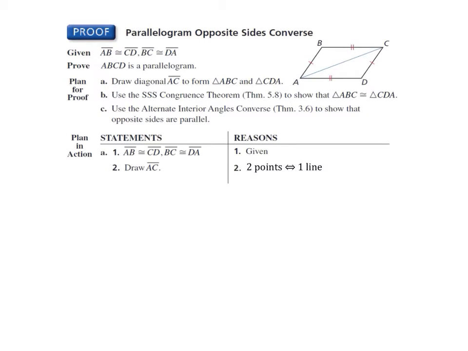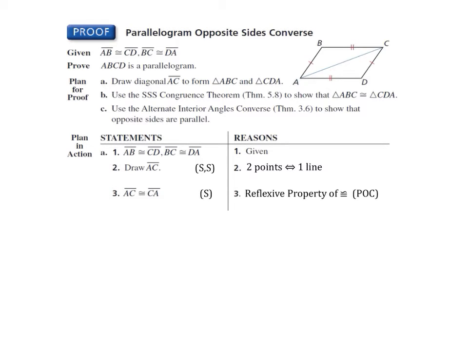We start with our givens. We'll do a 2-column proof, statements on the left, reasons on the right. And we're given AB is congruent to CD and BC is congruent to DA, reason given. And then we drew in diagonal AC, and we can do that because of the reason that 2 points implies one line. From there we can conclude that AC is congruent to CA, and that's because of the reflexive property of congruence, so any two triangles that share the same side means that that side is always going to be congruent to itself.